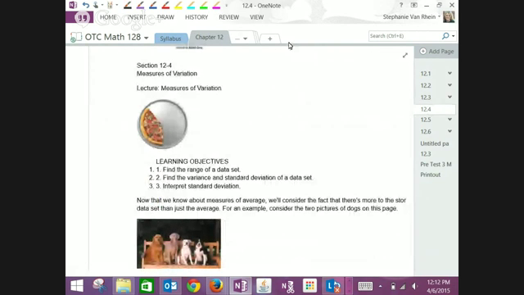12.4 was probably the longest calculation section because you have to calculate the mean. Then you have to calculate standard deviation, or variance and standard deviation. Variance and standard deviation are together. Standard deviation is just the square root of the variance. Standard deviation actually tells you something about the data.